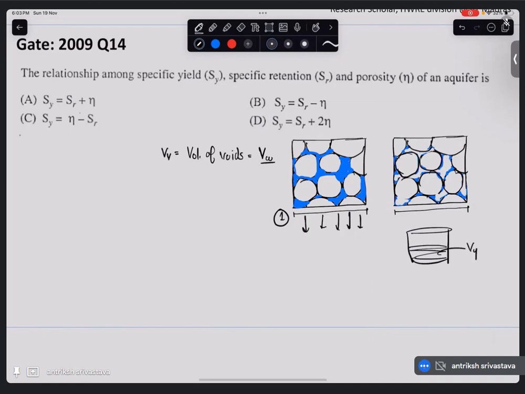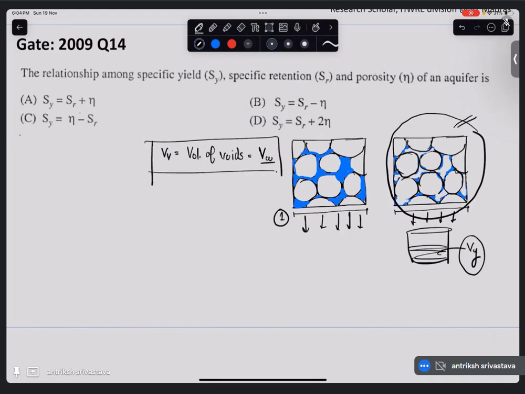You call this water Vy, the volume that is yielded into the beaker. But some water, due to hygroscopic forces or due to a bond between the chemical clay minerals and the water molecules, will stay inside the soil sample. You cannot, through gravity at least, drain all the water that was filling the void. So this Vy is the volume of water drained through gravity.